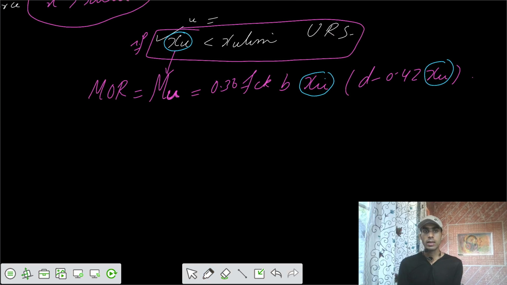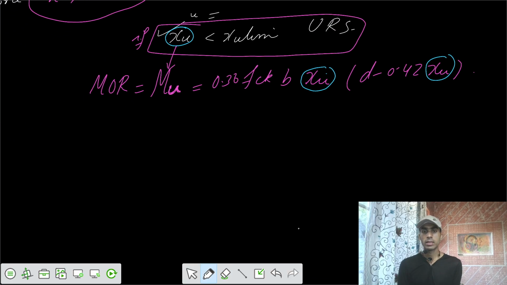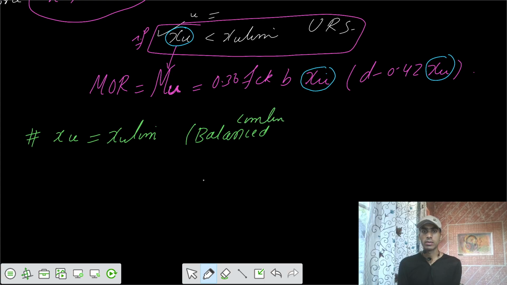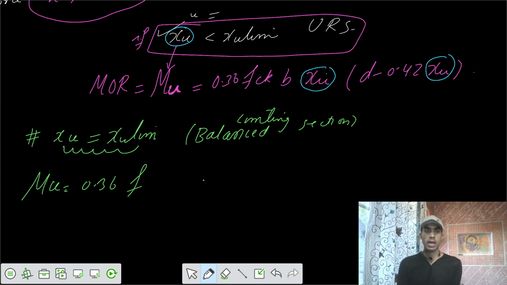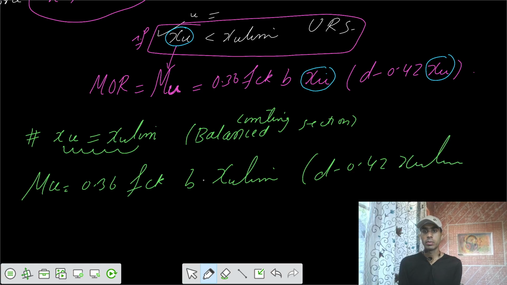Now, for the second case, if Xu was equal to Xu limiting, that means the section has developed as a balanced section or limiting section. For that case, we will take Xu equals Xu limiting. So moment of resistance equals 0.36 fck b times Xu limiting, d minus 0.42 Xu limiting.